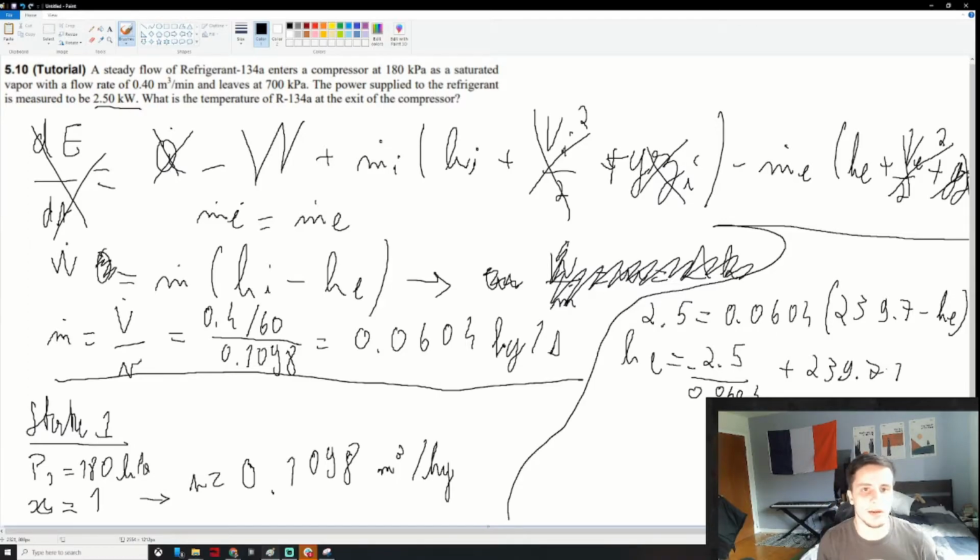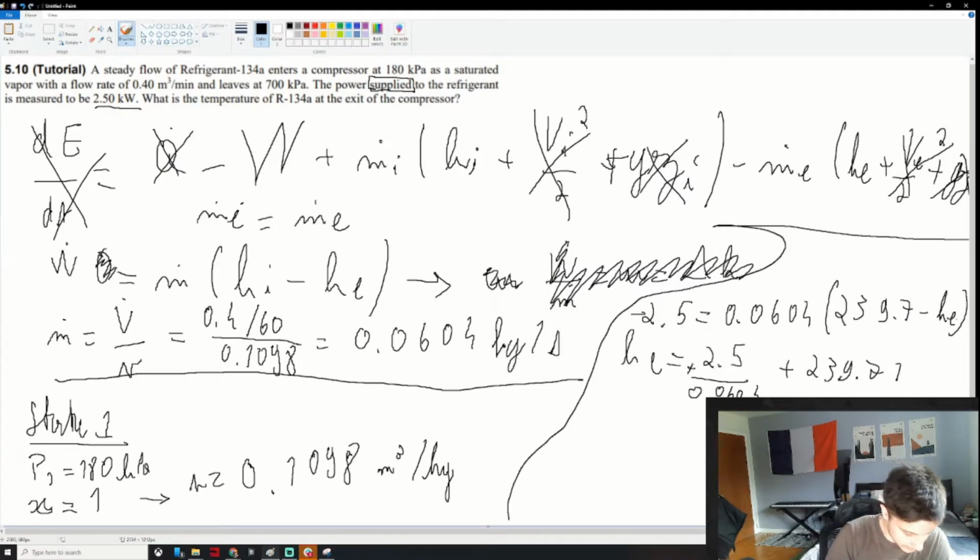Oh, okay. I forgot something that I actually mentioned in the previous tutorial. Power supplied. What does that mean? That means our work is actually negative. So it's not 2.5 positive, it's 2.5 negative. It's our system that's supplying work. If we were to receive work, this would have been a positive value. So it's what we're giving with this process. Then we're losing 2.5 kilowatts. So this actually turns to be positive.